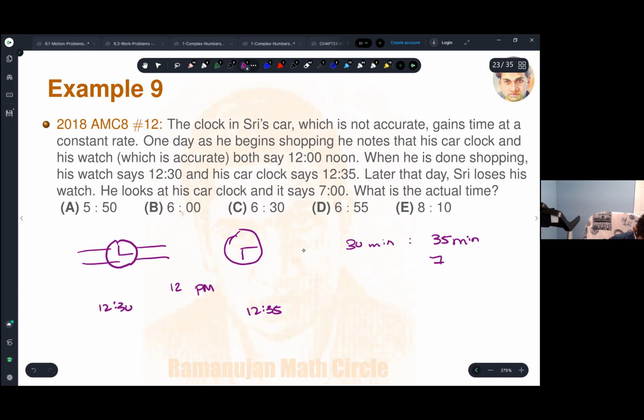So that means 7 is to 6. If you divide both sides by 5, that's the ratio between the car clock and the watch, right?